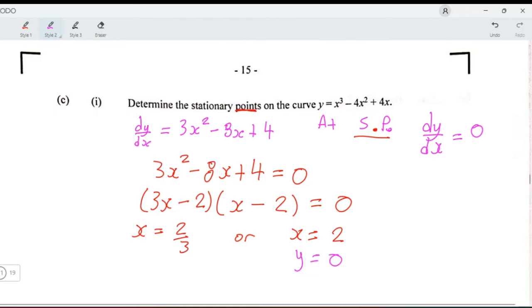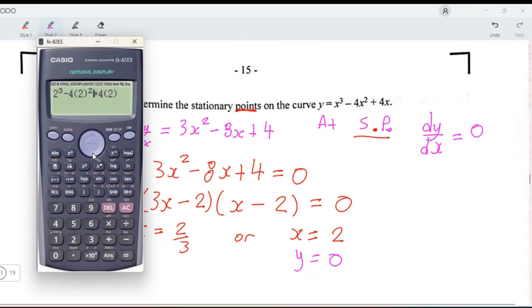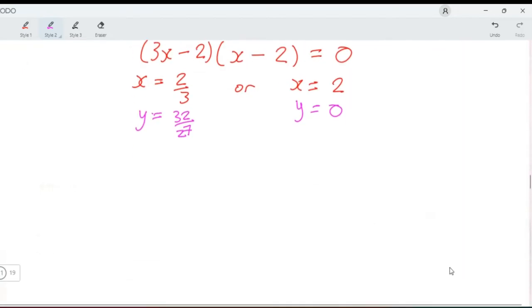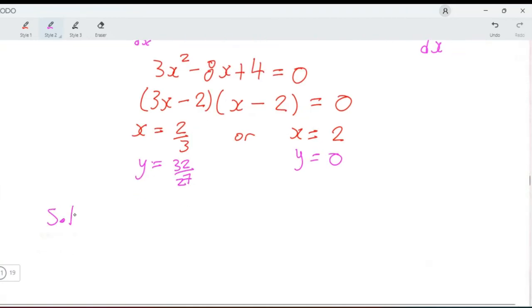Then insert 2 over 3 in the original equation. 2 over 3 cubed minus 4 times 2 over 3 squared plus 4 times 2 over 3. That gives us 32 over 27. Over here, y is 32 over 27. So we can tell them the stationary points now. You have to give them as coordinates. So the stationary points are 2 over 3 comma 32 over 27 and 2, 0. That's the answer.